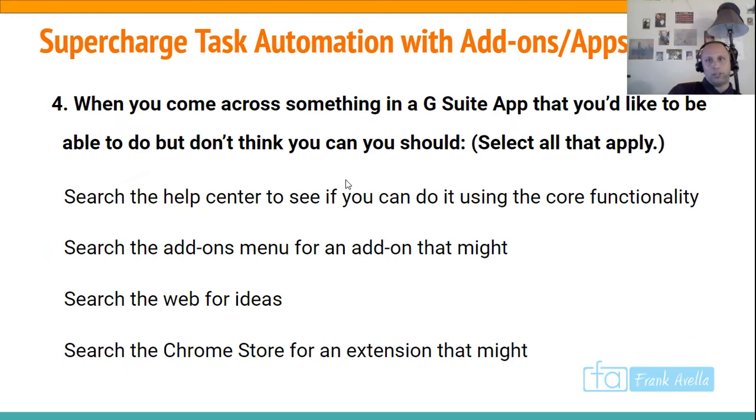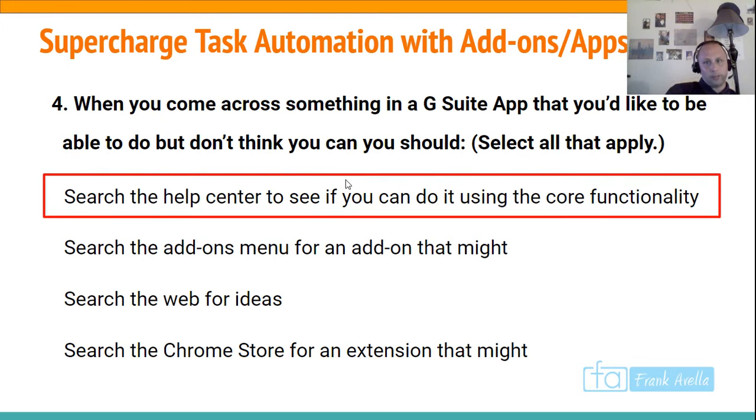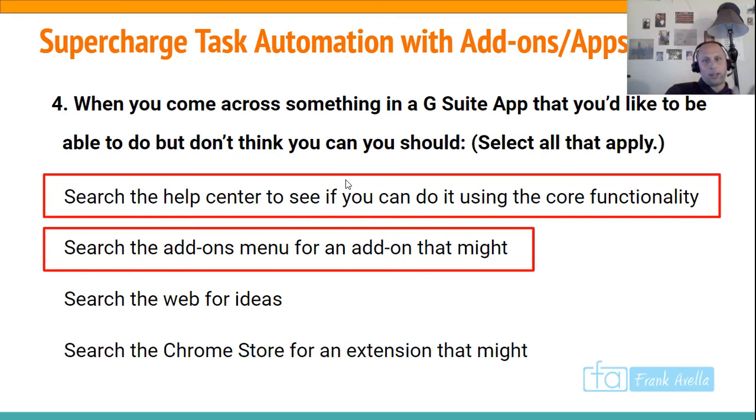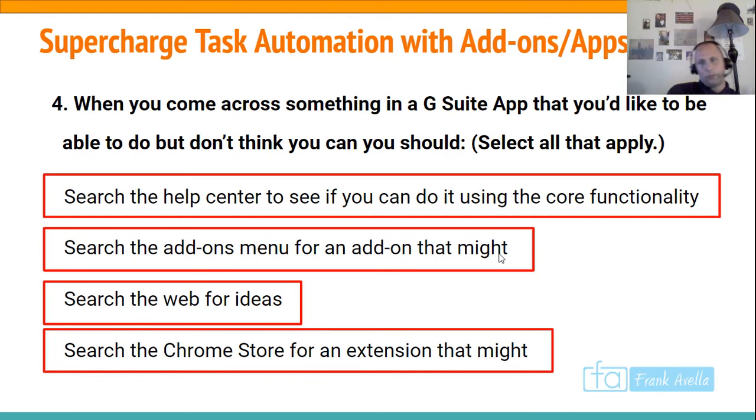When you come across something in a G Suite app that you'd like to be able to do but don't think you can, select all that apply. Okay, and this is a little tricky. Search the Help Center to see if you can do it using core functionality. Search the add-ons menu for an add-on that might work. Search the web for ideas and search Chrome for an extension that might.